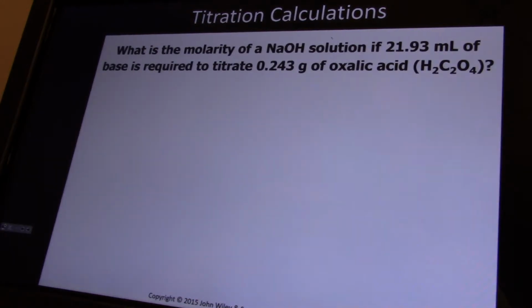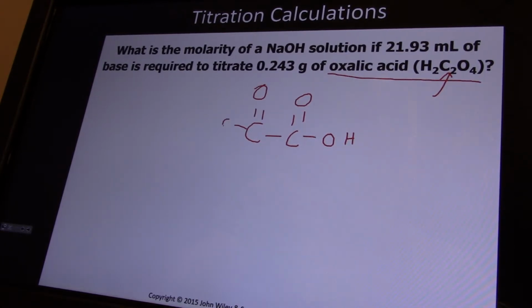What is the molarity of a sodium hydroxide solution if 21.93 milliliters of base is required to titrate 0.243 grams of oxalic acid? The formula is important here because that's actually a diacid, dicarboxylic acid. Oxalic acid is found in large amounts in the leaves of rhubarb, which is why you cannot eat the leaves of rhubarb, only the stalk.